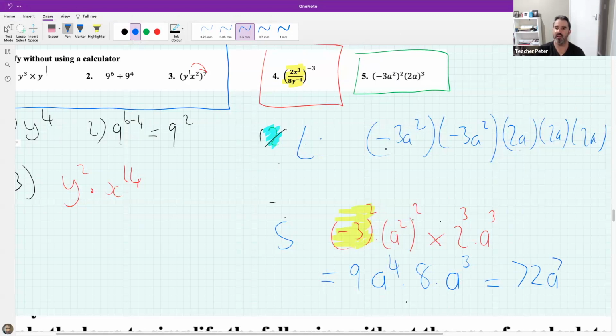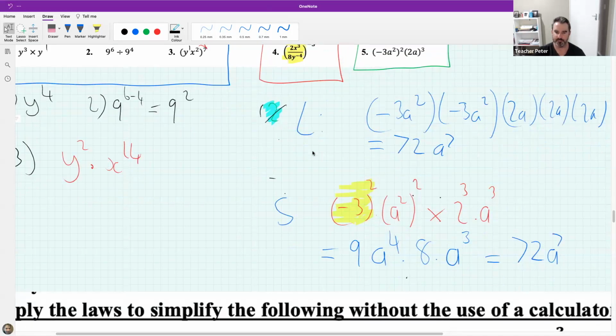Perfect. And if you went the long way, like where I literally just wrote it out every single time, you'll notice you get 72, and then a squared, a to the 4, a to the 5, a to the 6, a to the 7. So both those ways would be correct.